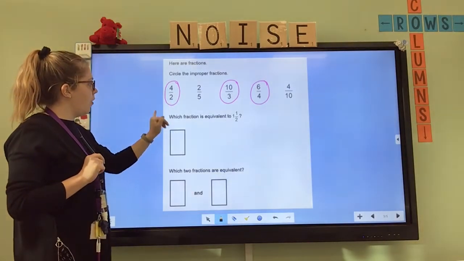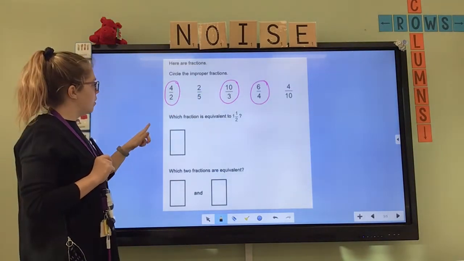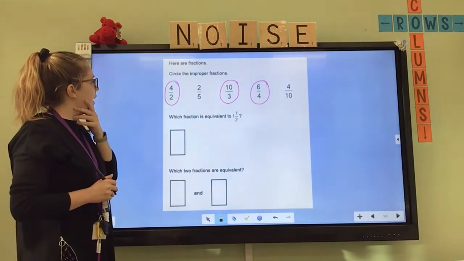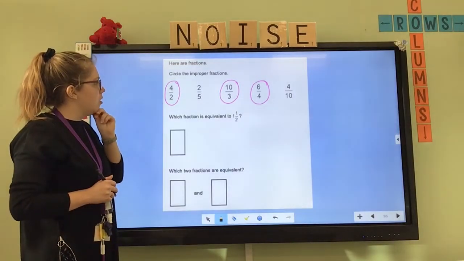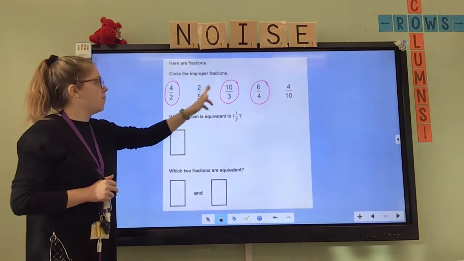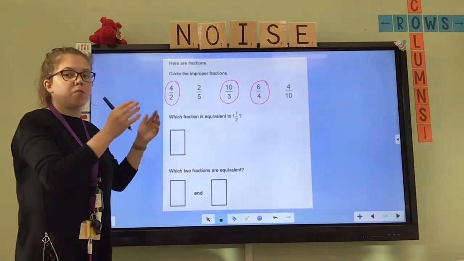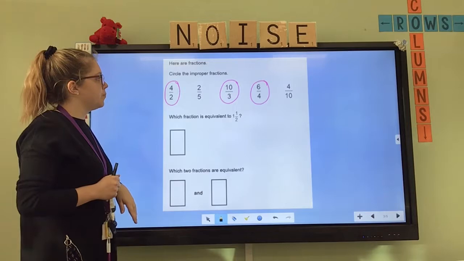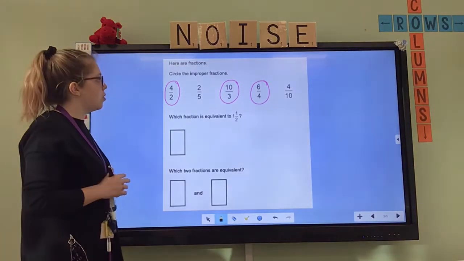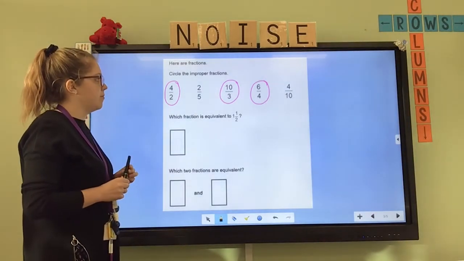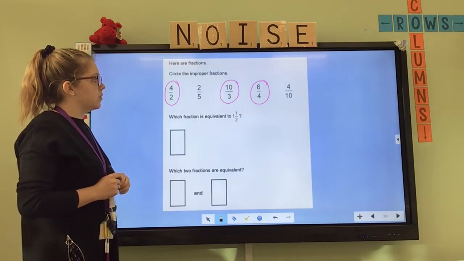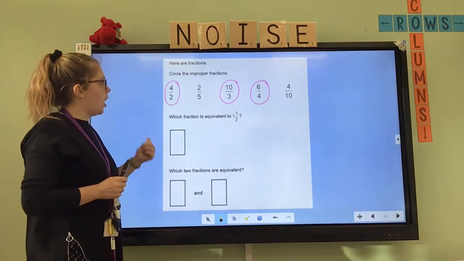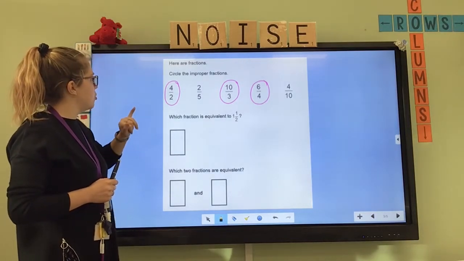And then it's asking you, of the fractions at the top, which is equivalent to 1 1/2? So look at the improper fractions, because we know that we can convert from improper to mixed number. So we're looking at the 3 that we circled. Have a look. Which one do you think is equivalent to 1 1/2? And I was thinking you need to have 1 whole. So you need to think, what can you get 1 group out of?